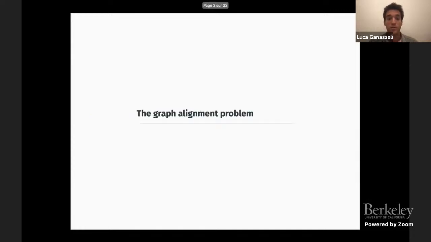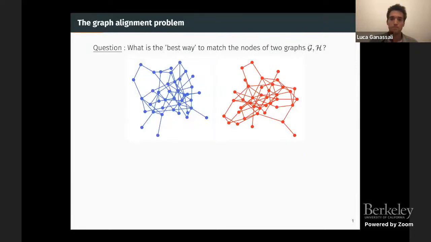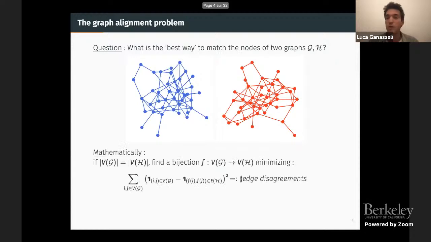So first of all, what is graph alignment? The graph alignment problem is a very simple question, which is what is the best way to match the nodes of two graphs? Imagine that you are given two graphs, G and H, and you are simply looking for a natural way to match the nodes of the first one with the nodes of the second one. This is a bit unclear, so we have to formalize it mathematically.